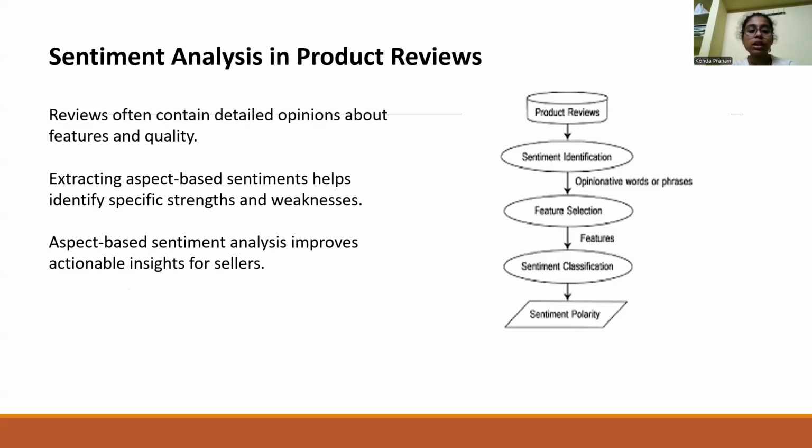Sentiment analysis in product reviews. Product reviews often include opinions on specific features like price, quality, and durability. This is aspect-based sentiment analysis. It identifies the sentiments for individual aspects rather than the entire review. It involves product sentiment identification, feature selection, sentiment classification, and sentiment polarity. This helps sellers improve specific product features, for example, battery positive, camera negative.